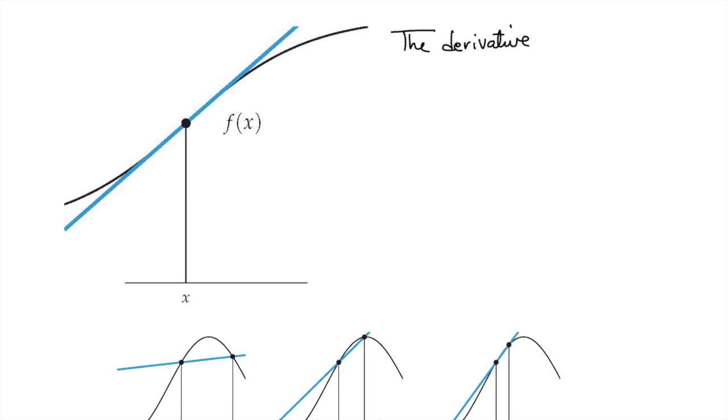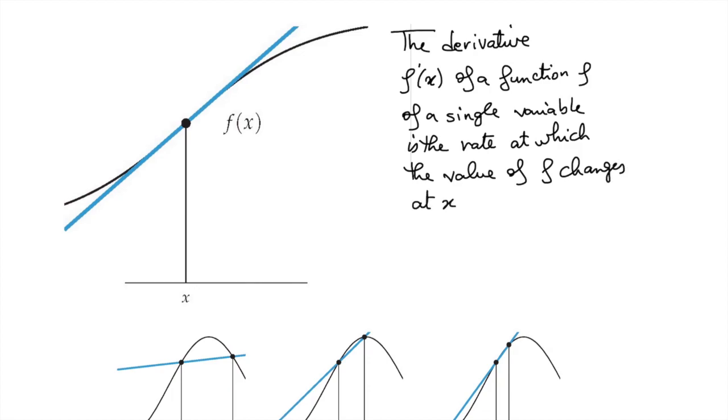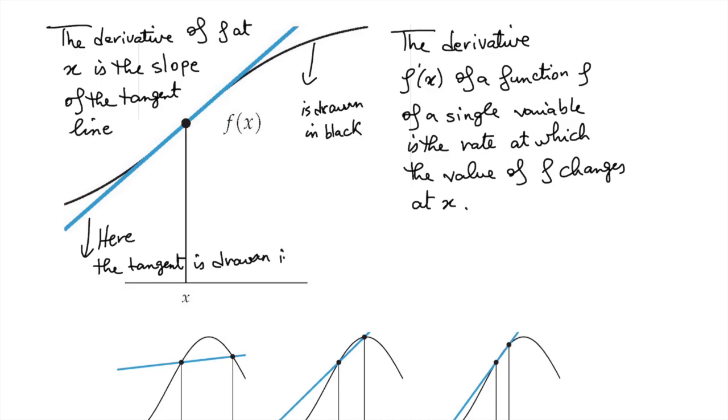The derivative f prime of x of a function f of a single variable x is the rate at which the value of f changes at x. The function here is drawn in black. The derivative of this function f at x is the slope of the tangent line. Here the tangent line is drawn in blue.